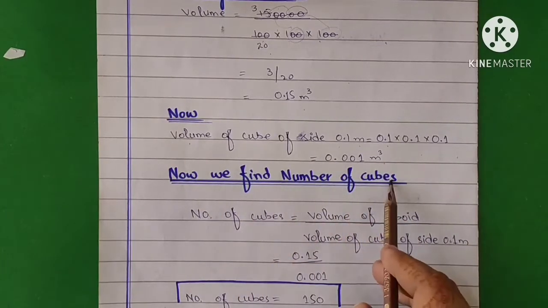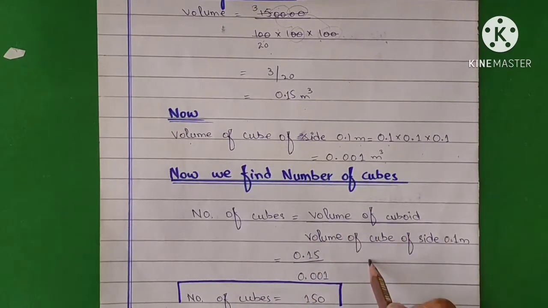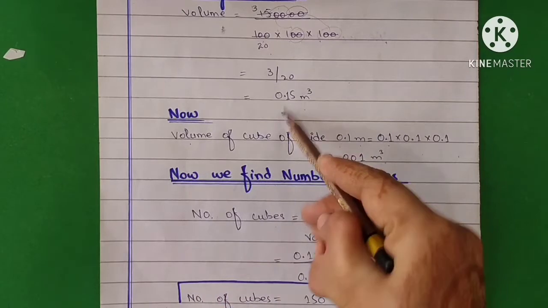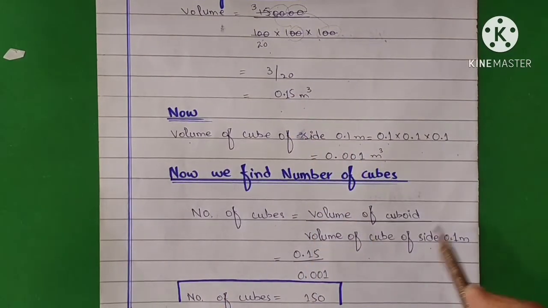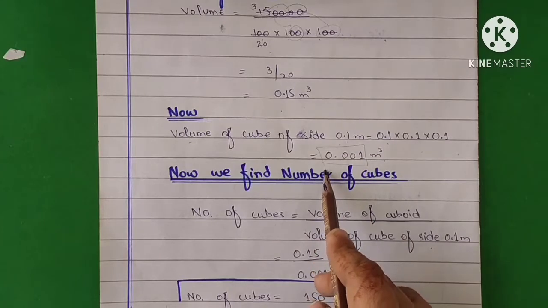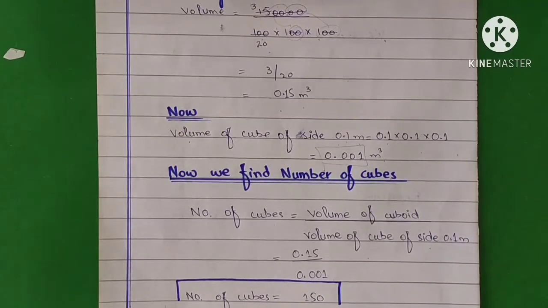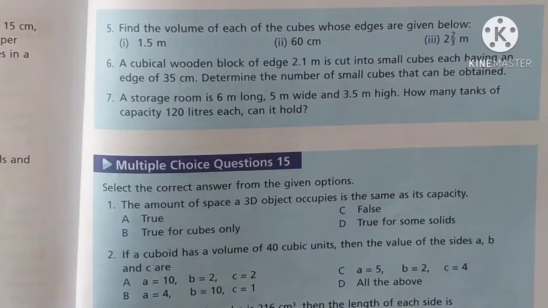Now we find the number of cubes. Number of cubes is equal to volume of cuboid over volume of cube of side 0.1 meter. So dear students, we will put the values. Volume of cuboid is 0.15 and the volume of cube of side 0.1 meter is equal to 0.001. After dividing we will get 150. So the required number of cubes is equal to 150. This is the required answer of question number 4.